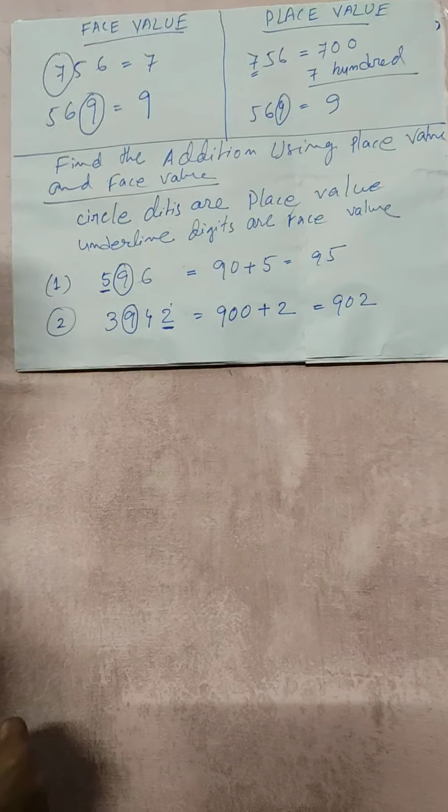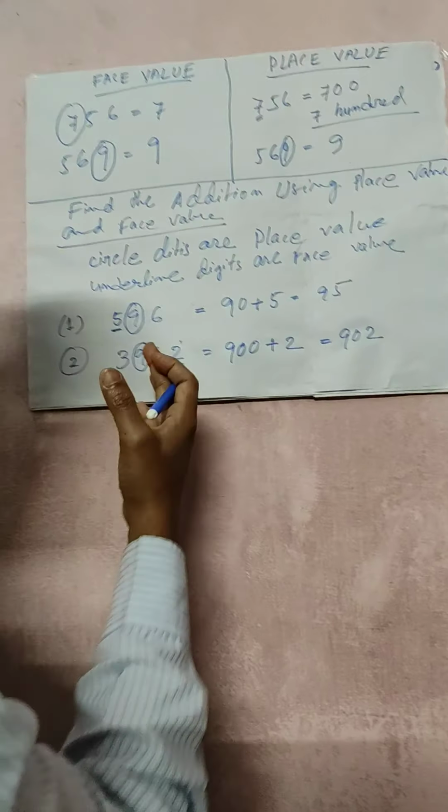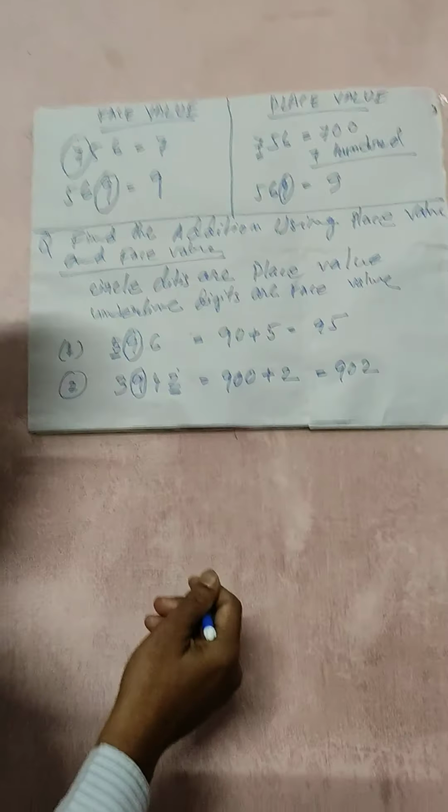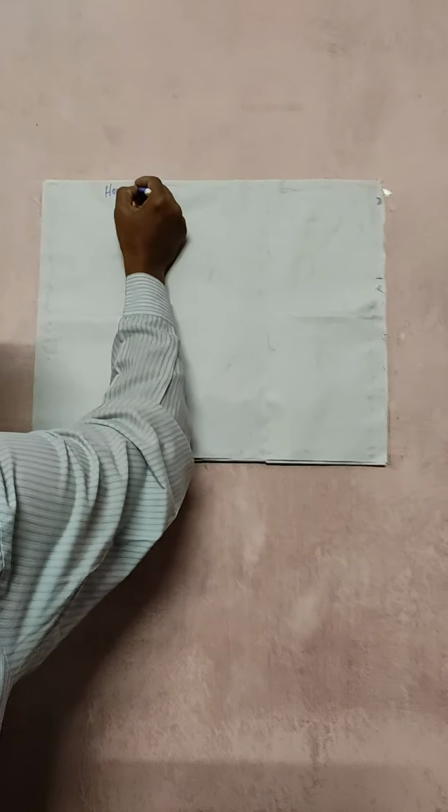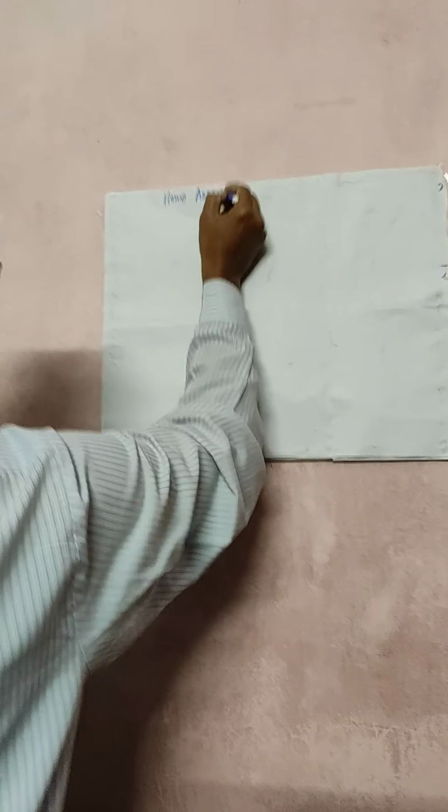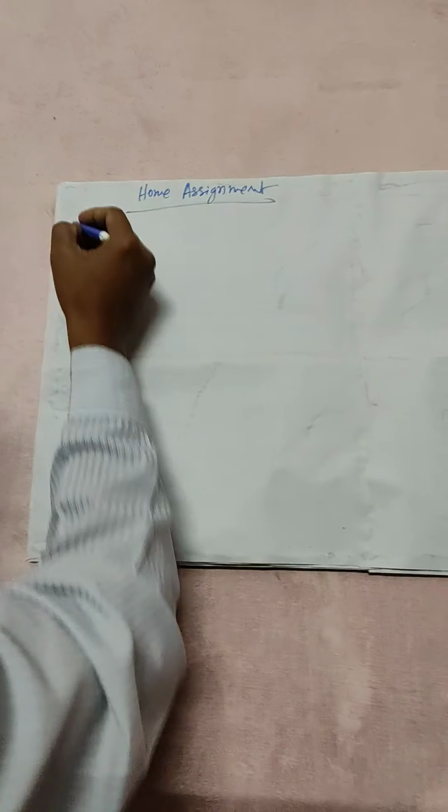As per this, you will try to solve at home what I am giving you, marking it down here. You can do addition or subtraction with the help of place value and face value. Now do some home assignment as per the question.